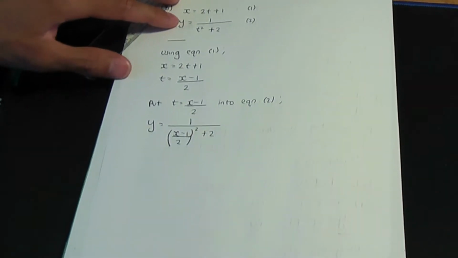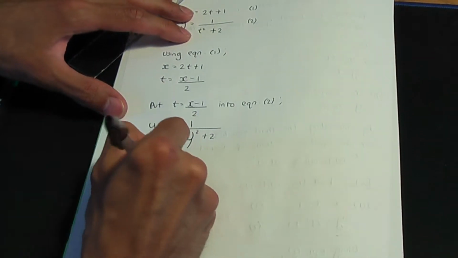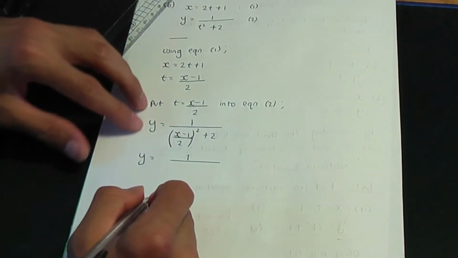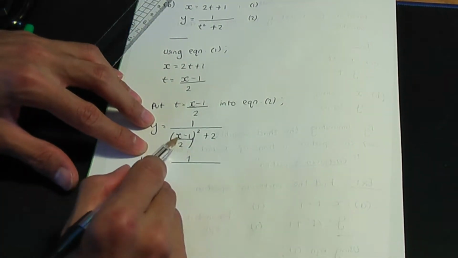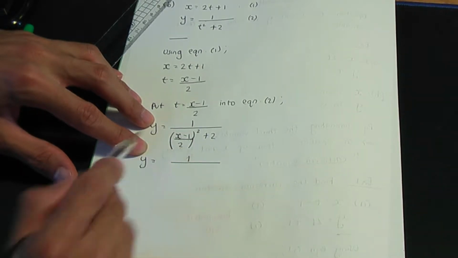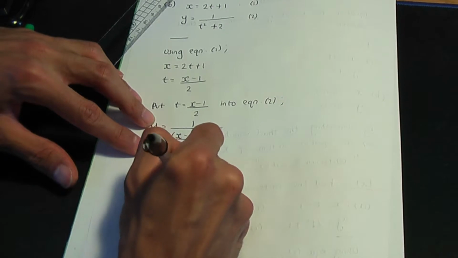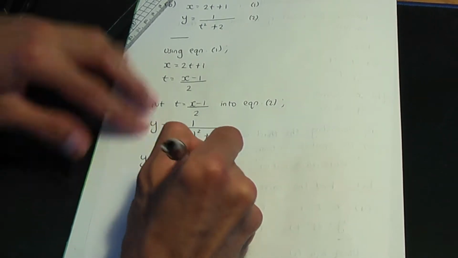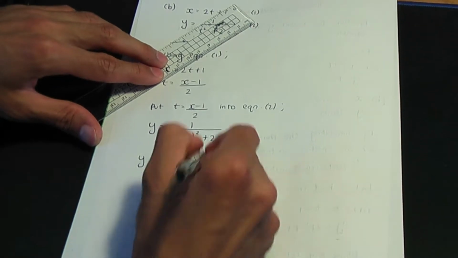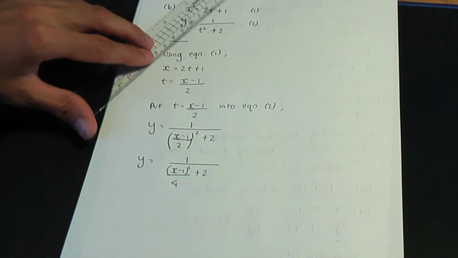Okay? So in this case, if I simplify this, I'll have y is equal to 1 divided by, so x minus 1 squared divided by 2 squared is the same as x minus 1 squared divided by, and 2 squared being 4, plus the 2.